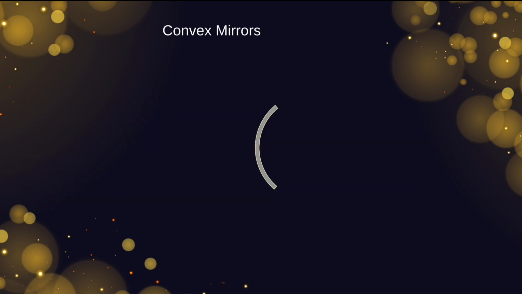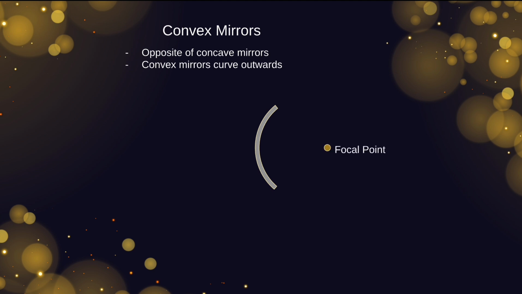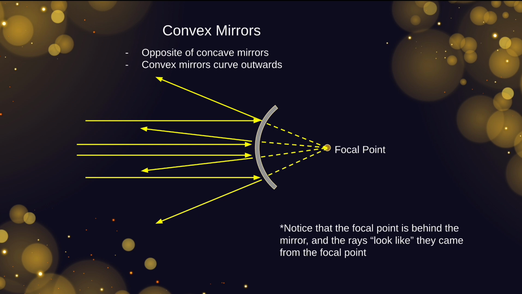The second type of mirror is the convex mirror. Convex mirrors are the opposite of concave mirrors, in that they curve outwards. These mirrors also have a focal point, however it is behind the mirror. When rays of light hit the mirror, they bounce in a fashion that makes it look like they came from the focal point on the other side.